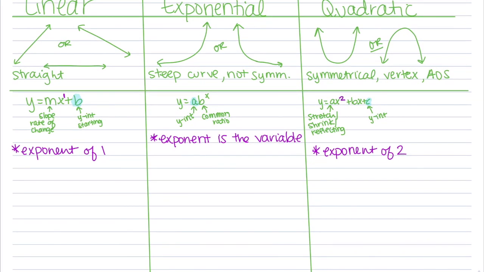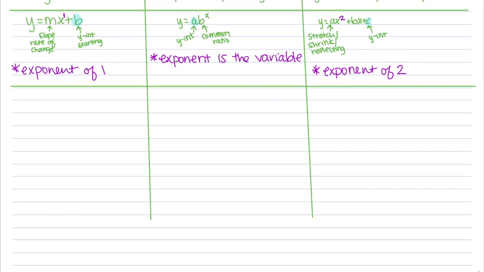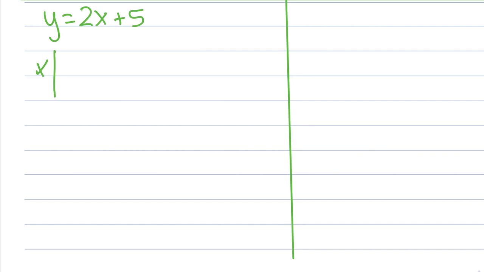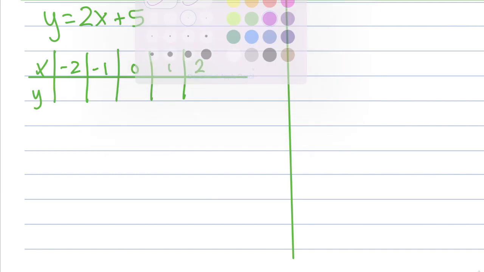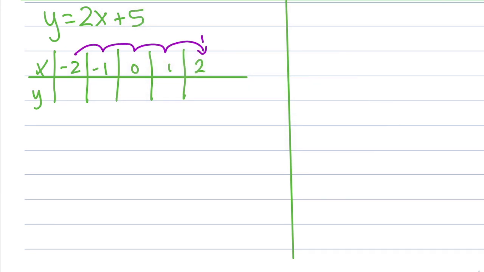Okay. Now, let's look at an example of each of these and see how do they compare when we're given a table of values. So let's do the example y equals 2x plus 5. And if we make a table of values, x and y, we can go from -2 to -1, 0, 1, and 2. So my x's, those are increasing by adding 1 repeatedly. My y values, I can go ahead and start and say that, well, when x is 0, then y is 5. Okay.